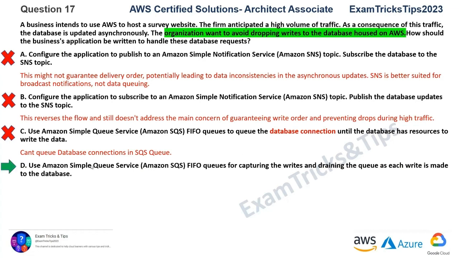And we're left with the option that we already discussed, which is an Amazon SQS FIFO queue for capturing writes and then draining the queue as each write is made to the database. So you will build up the queue for all the service, and you will process each of those transactions one by one in a FIFO manner, and you will update the database. And that's your correct answer, which involves an SQS FIFO queue for capturing the writes, option D.